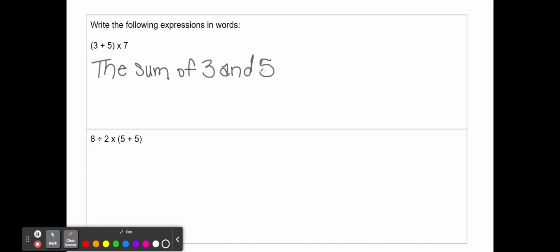and just like with multiplication, you could say times, multiply, multiply by, the product of. There are so many things that you could use to represent multiplication. Students are not limited, as long as the word represents multiplication. In this situation, I'm just going to say times 7.